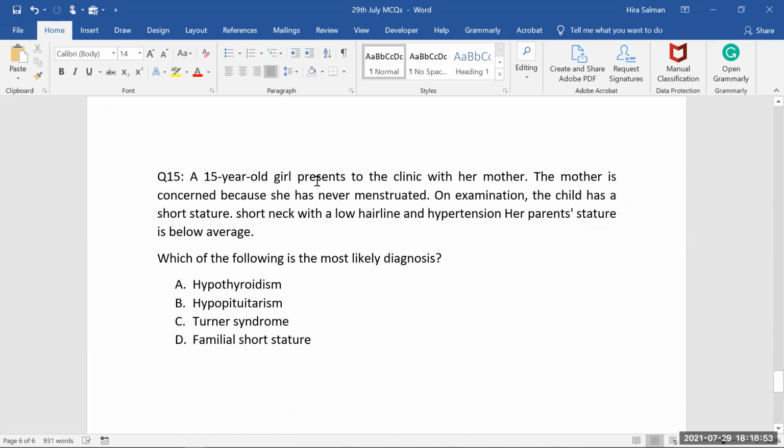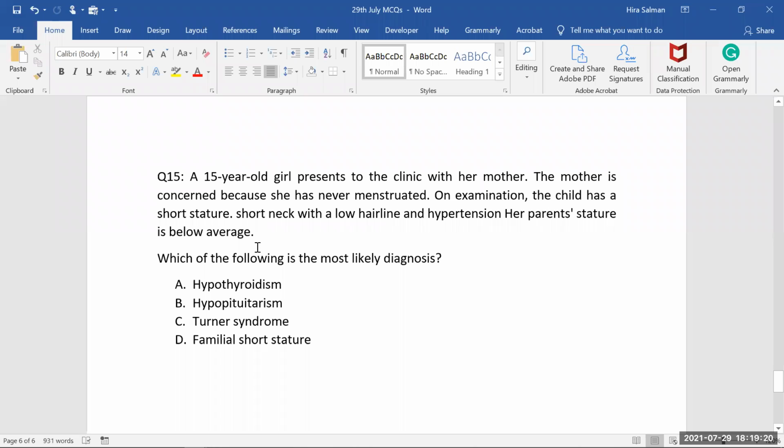Okay, this one, a 15-year-old girl presents to the clinic with her mother. The mother is concerned because she has never menstruated. Primary amenorrhea. Think about primary amenorrhea whenever the question says never menstruated, the mother is worried about her baby. So that's primary amenorrhea. On examination, the child has a short stature, short neck with a low hairline, hypertension. Her parents' stature is below average. So here also the parents' stature is below average.